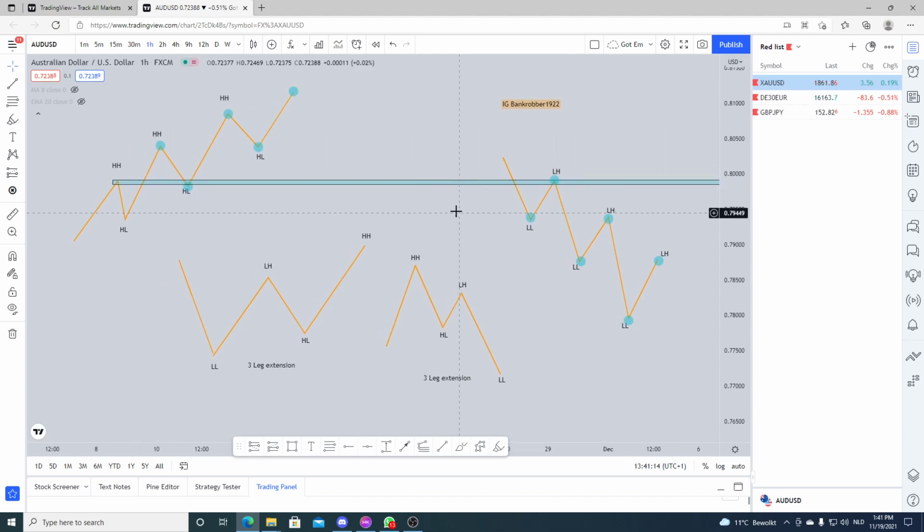Now, another thing that a lot of people don't know about, especially a lot of new people, I feel like this doesn't get explained a lot, is when you're coming down, say you're coming out of a downtrend, right? You made a lower low, right? You made a lower high. What comes after your lower high?